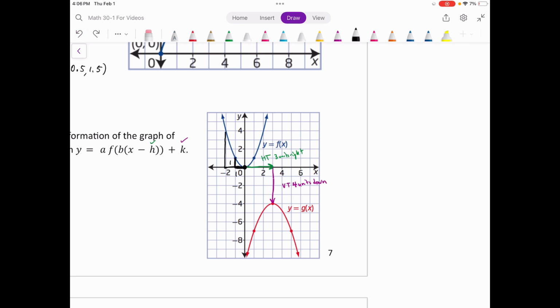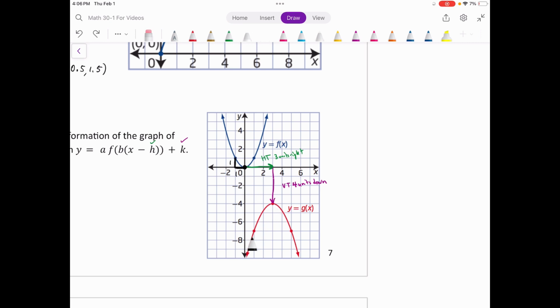So starting from the vertex, if I go 1 away on the x-axis, I should go up 1 on the y-axis because 1 squared is 1. If I go 2 away on the x-axis, I should go up 4 on the y-axis because 2 squared is 4, right? That kind of thing. But I'm pointing it out here because look, over 1, up 1. Let's see what this one does. How does it get to the corresponding point here?